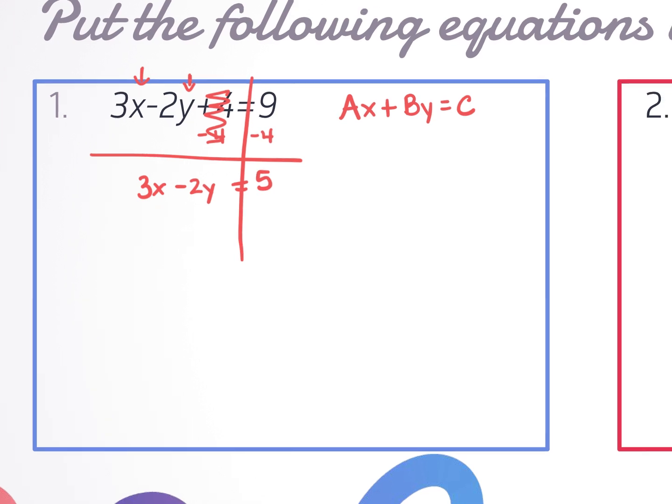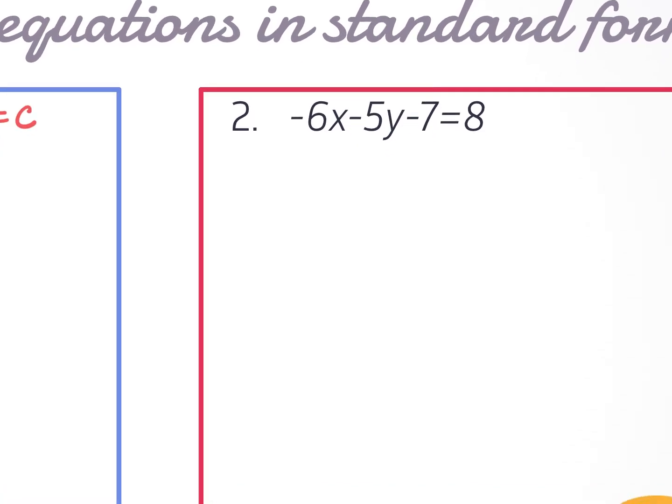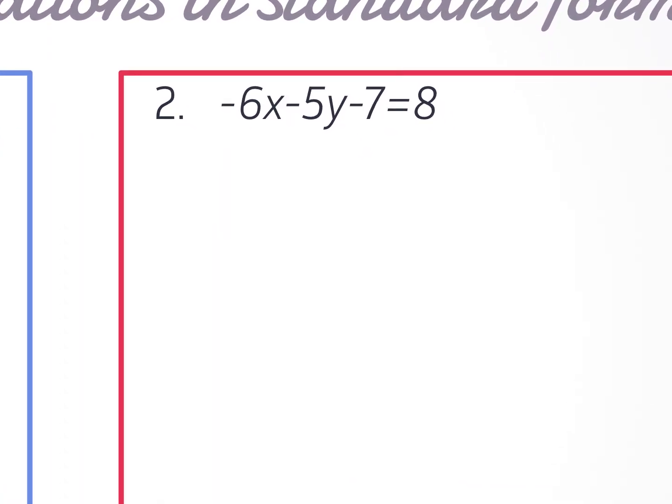So let's go ahead and look at number 2. We're going to do the same thing with number 2. I have negative 6x minus 5y minus 7 equals 8. So remember, ax plus by equals c. The a and the b in that formula just mean that it could be any number right there, but the x and the y have to be there.